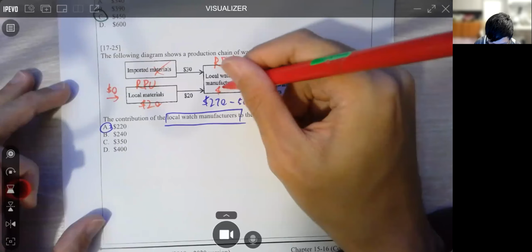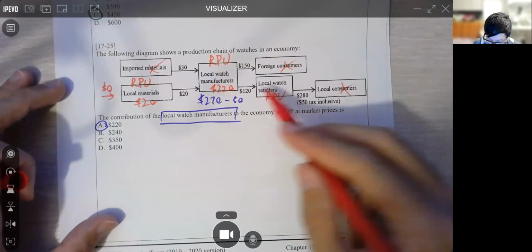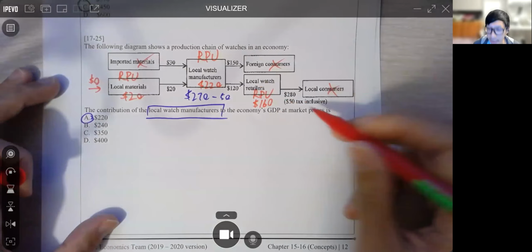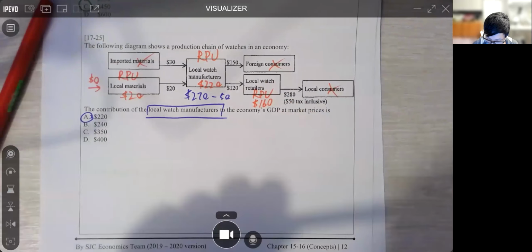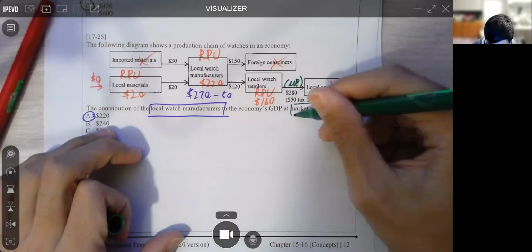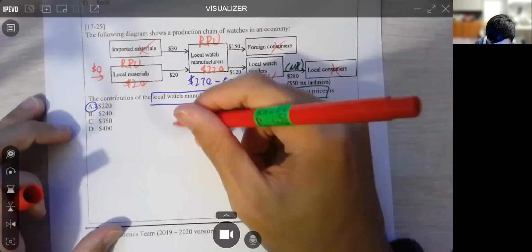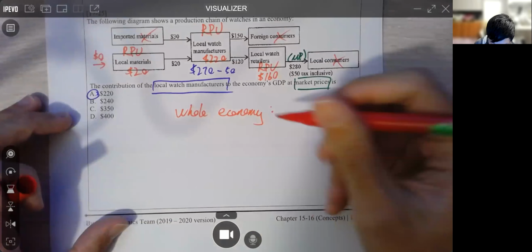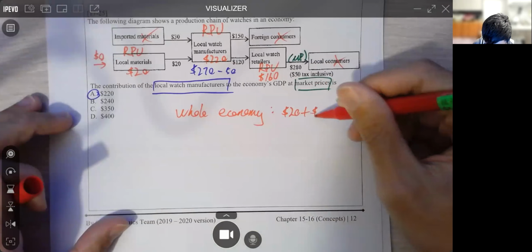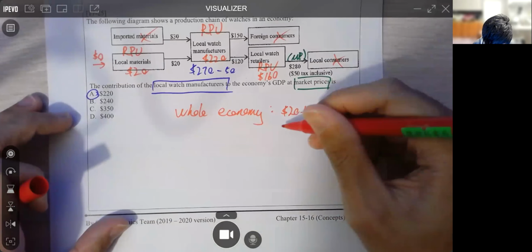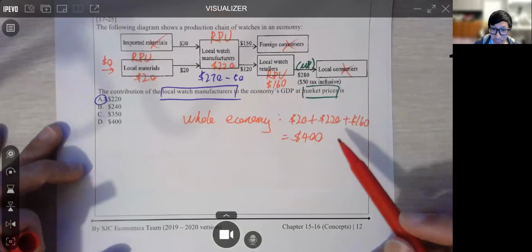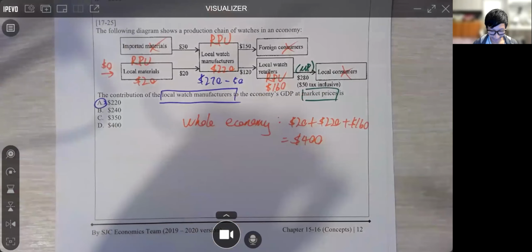Here, we already established 220, right? 跟住啦 local watch retailer, 280 minus 120, 160, right? 使唔使處理 tax 啊 inclusive? So it means this is market price. And the question asks for market price. Okay, so to the whole economy, their GDP contribution would be 20 plus 220 plus 160, 400. So I think you can imagine how many people answer D in that year, right? 係咪？應該大家諗到啦。Okay, 好嘛？So the final page.